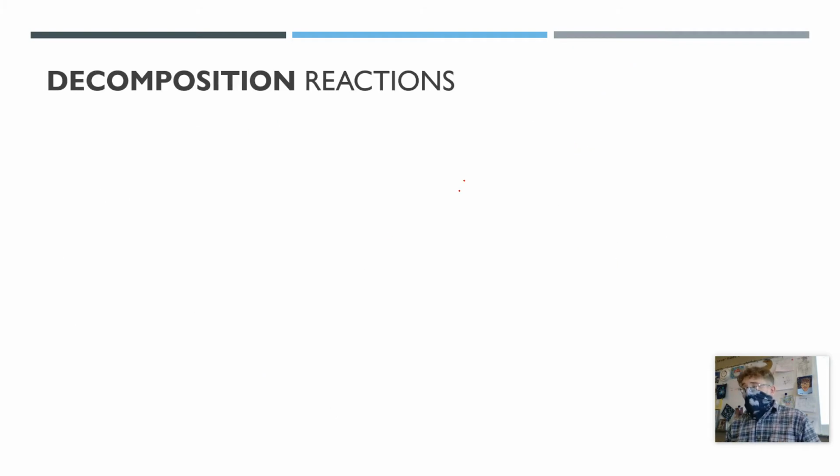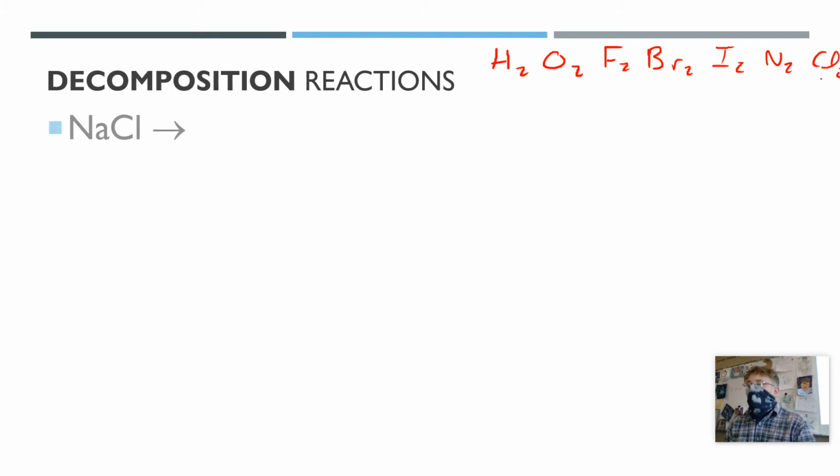With decomposition, we're doing the exact opposite. And for decomp, what we need to remember is Hofbrinkel, okay? So these elements cannot exist alone as a product or a reactant, okay? So NaCl, if we have 1 reactant and it's going to go to 2 products, it's pretty easy to figure out what products those are going to be because we just have 2 elements. We have sodium and we have chlorine. So yeah, we're going to have sodium. Yeah, we're going to have chlorine.